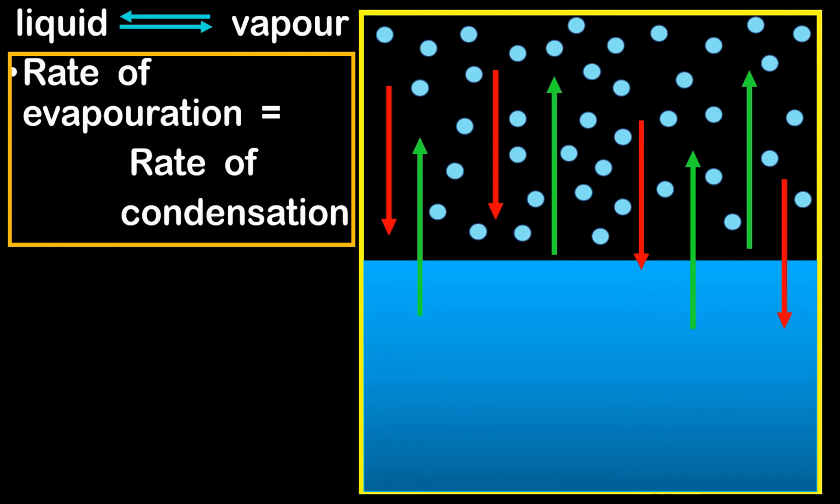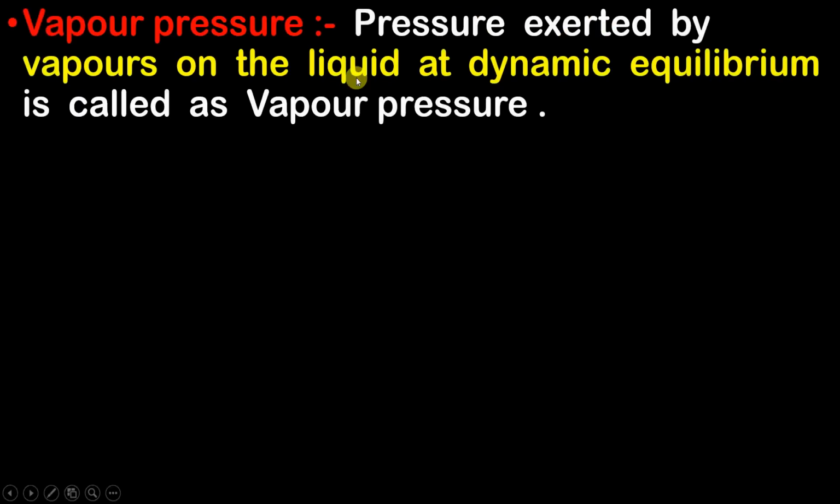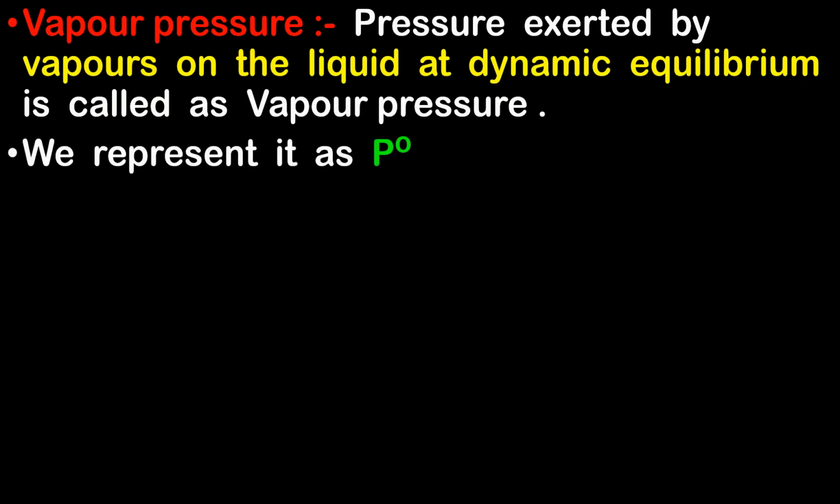I hope you have understood what vapor pressure is. So let us quickly define vapor pressure. What is vapor pressure? The pressure exerted by vapors on the liquid at a dynamic equilibrium. This is an important line. At dynamic equilibrium, you cannot consider the pressure of vapors at any stage; you have to consider the pressure of vapors at dynamic equilibrium. I hope you have understood what vapor pressure is. And we represent this vapor pressure as P naught. Please make note of this. This is a very important statement, otherwise you all will get confused afterwards. Vapor pressure is represented as P naught.